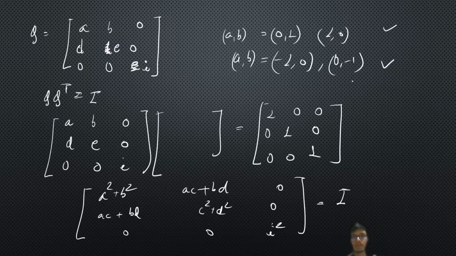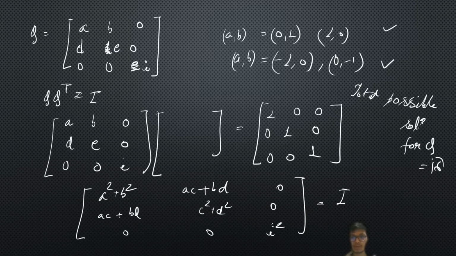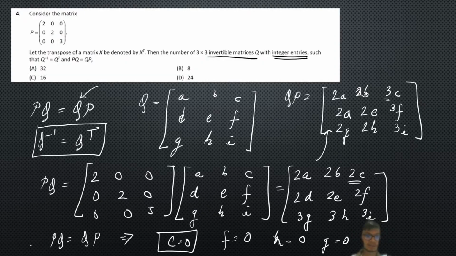So with that you will see the total number of possible solutions for Q is going to come out as 16. Okay, so therefore the correct answer for this particular problem is going to be equal to 16. That is option C over here.